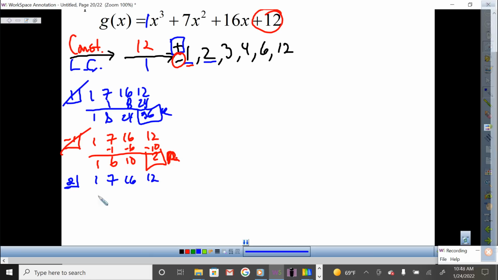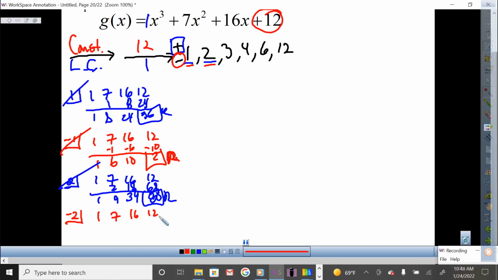1, 7, 16, 12. Let's see. 2 times 1 is 2, combined that's 9. 2 times 9 is 18, combined that's 34. 2 times 34, that's 68, combined that's 80. Well, guess what? That's a remainder, so that's not a 0. Next, which one shall I try? Negative 2.